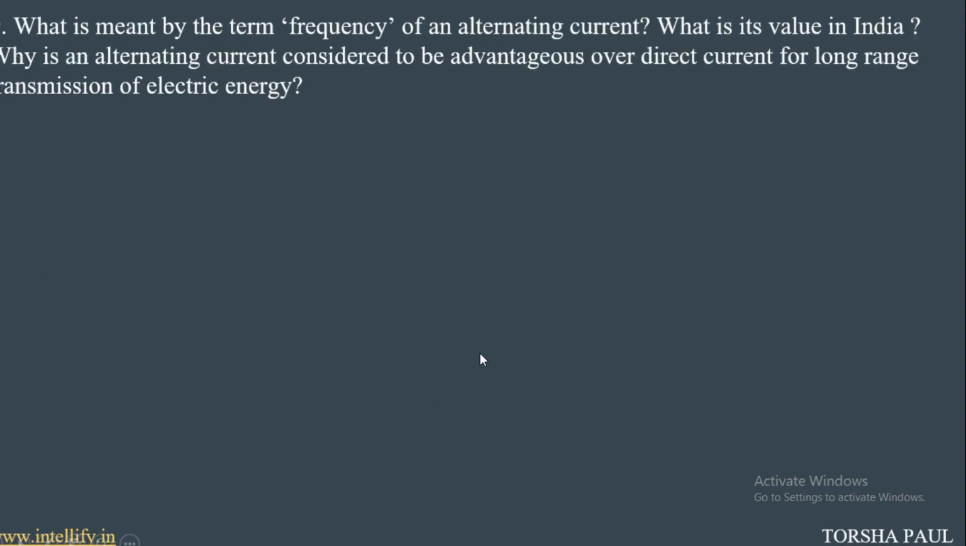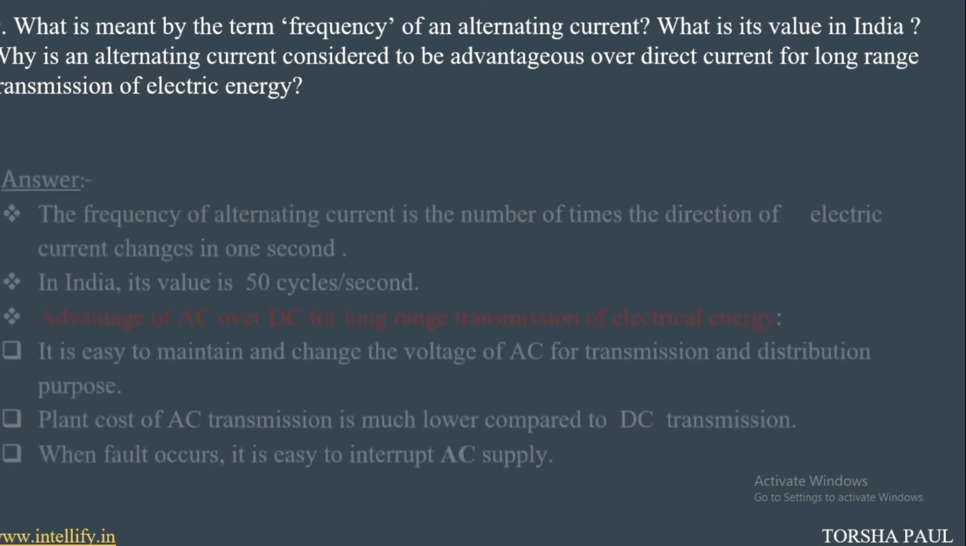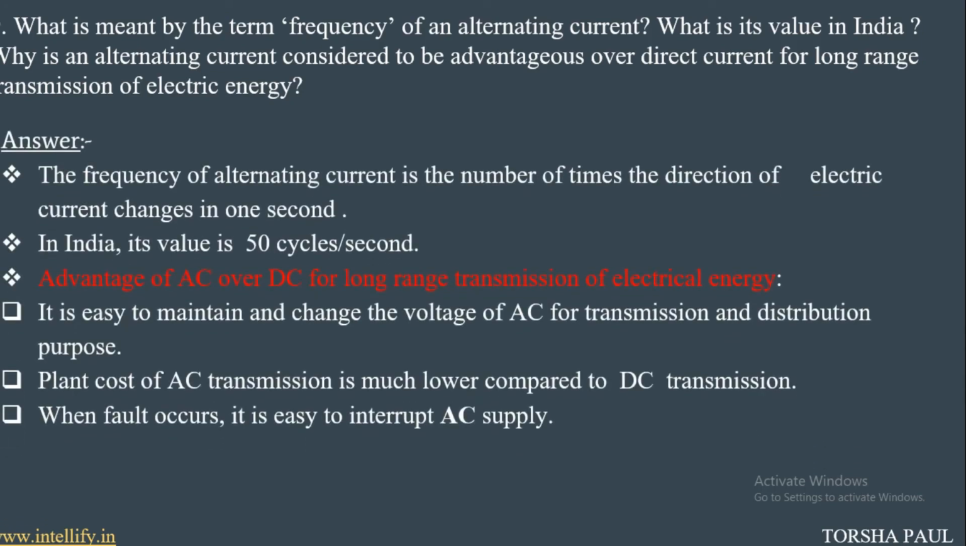Next question. What is meant by the term frequency of an alternating current? What is its value in India? Why is an alternating current considered to be an advantage over a direct current for long range transmission of electrical energy? First of all, what is meant by alternating current? Alternating current is nothing but it changes its direction every second, okay? Whereas direct current means it flows only in a single direction. It doesn't change anything, okay?